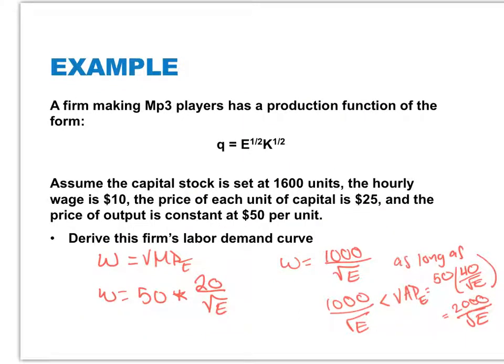So if we want to derive the labor demand curve for our firm that makes MP3 players, we know that the value of the marginal product of labor is just 1,000 over the square root of E. And as long as 1,000 divided by the square root of E is less than the value of the average product of labor, which is equal to 2,000 divided by the square root of E, and thus is always true, then the short-run labor demand curve is wage equal to 1,000 divided by the square root of E.